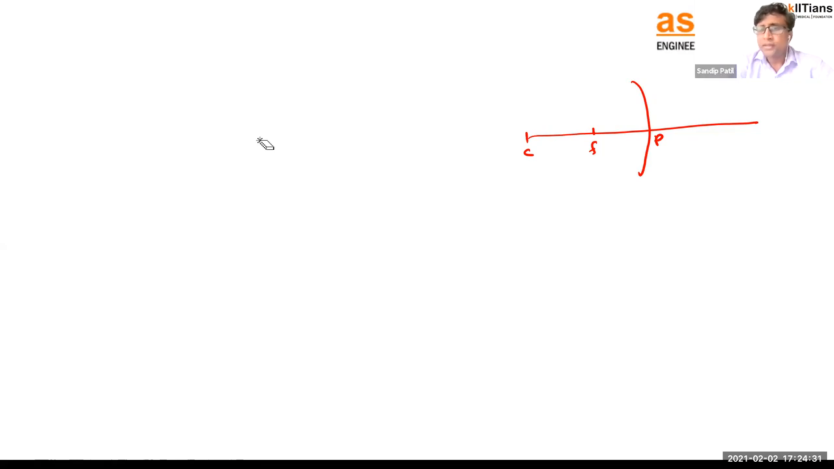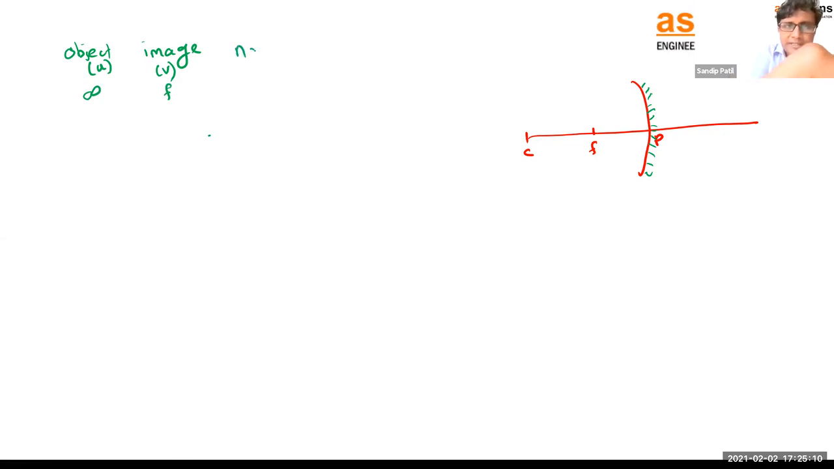Once you understand this concept of the mirror, the lens concept is also similar: positions of the image, where the image will appear, and so on. So consider first of all, if you keep the object at infinity, you are going to get the image. If you remember, this is u, this is called v: object position, image position. If you keep the object at infinity, you will get the image at the focus point. Let's also talk about the nature of the image.